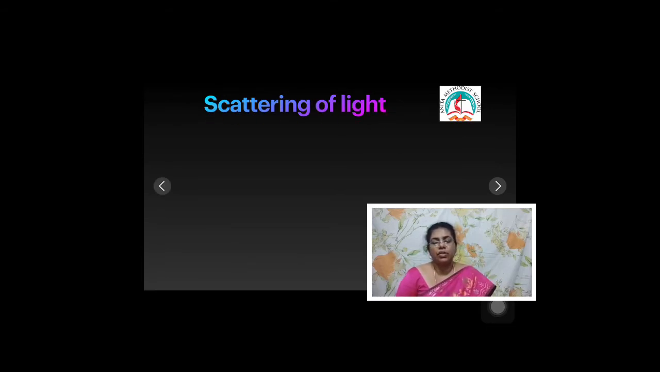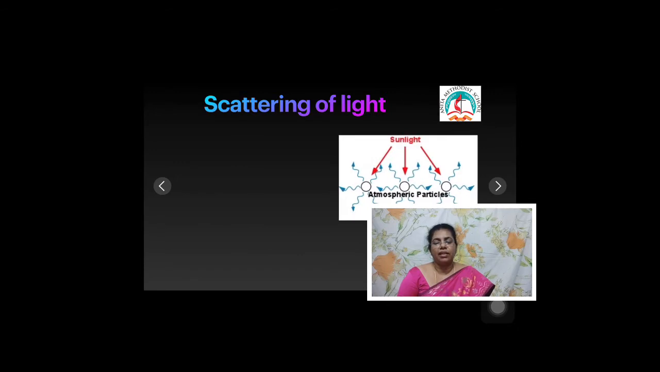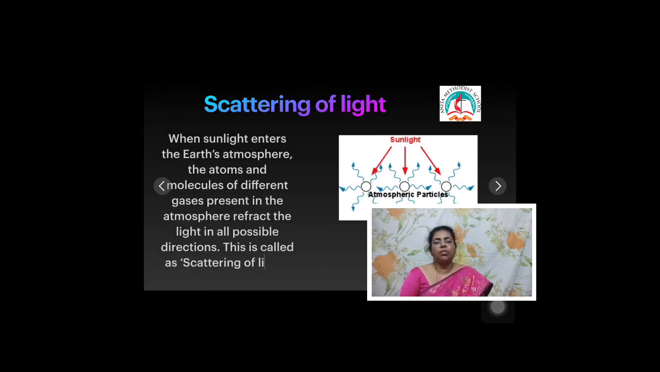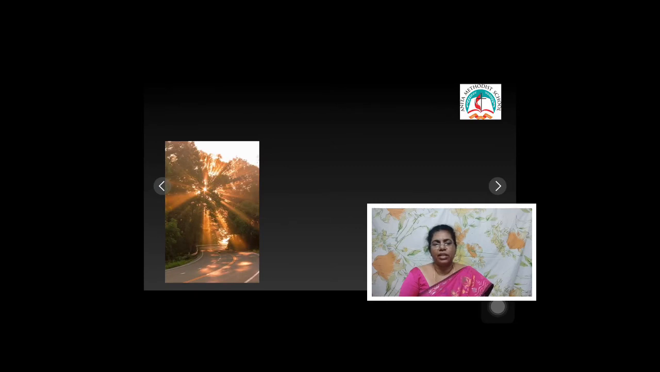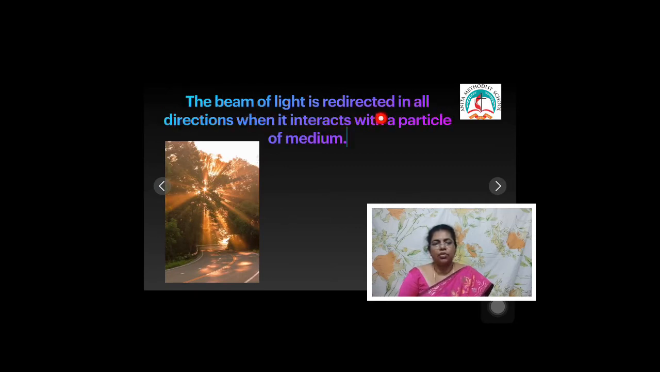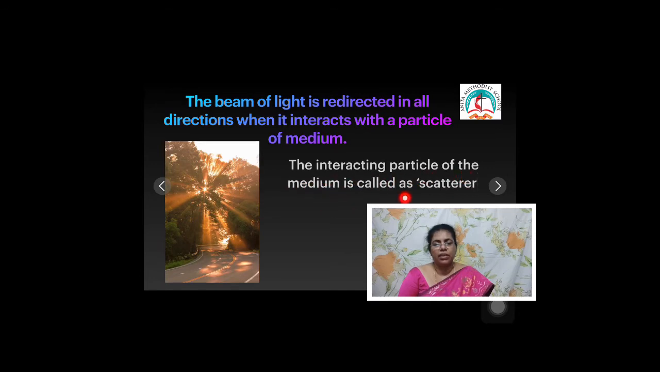Let's see the scattering of light. When sunlight enters the atmosphere, the light gets scattered in all directions. That is, when it enters the Earth's atmosphere, the atoms and molecules of different gases present in the atmosphere interact with the light in all possible directions. That is called the scattering of light. Now the beam of light is redirected in all directions when it interacts with a particle of the medium. The interacting particle of the medium is called the scatterer. So when the light interacts with the particles, it gets scattered, and the particles are called scatterers.